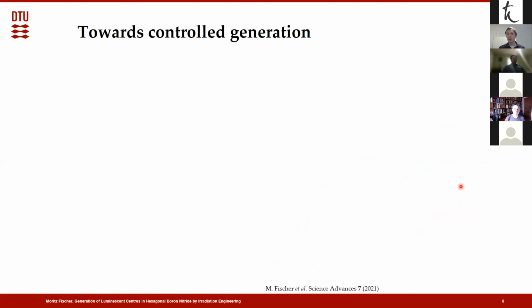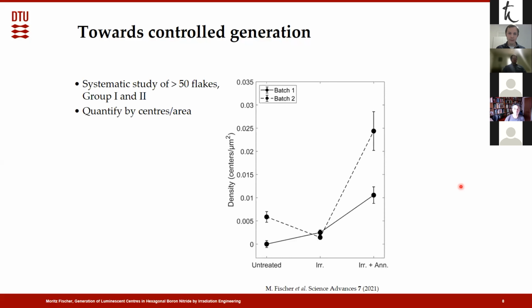And as I said, our goal is to controllably generate luminescence or quantum emitters in hBN. For this, we studied more than 50 hBN flakes. For now, we consider group 1 and group 2 together, and we quantified the amount of centers generated by taking the number of centers divided by the area. And this is what you see here: the density after exfoliation, after irradiation, and after subsequent annealing.